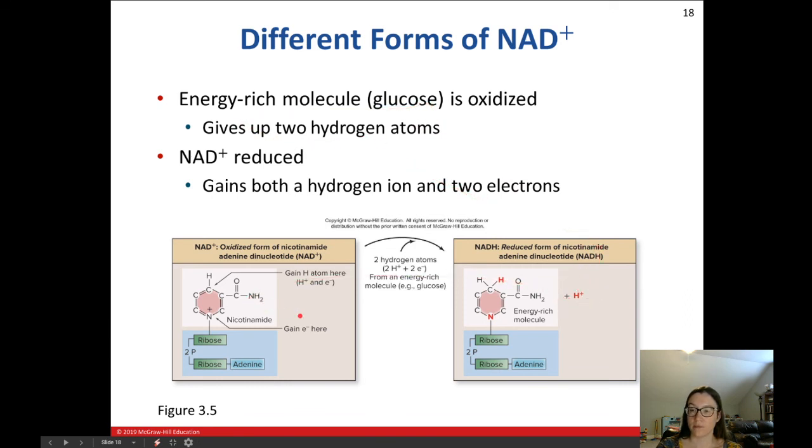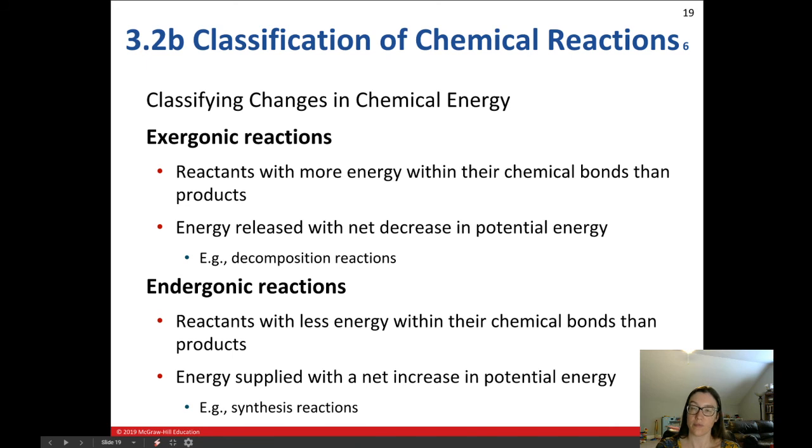Here, NAD is going to be the oxidized form, and it is able to accept electrons, but it's not energy rich, whereas the reduced form, NADH, right here, has accepted those energy rich electrons, and it has now become reduced, and it is an energy rich molecule. We'll be talking a lot about NAD and NADH in the next lecture. So remember them, we'll come back to them.